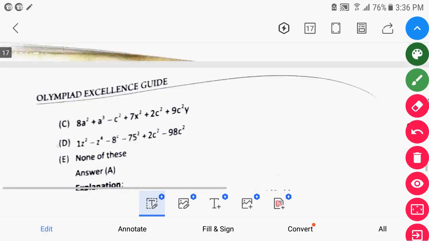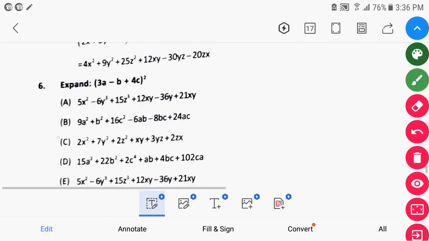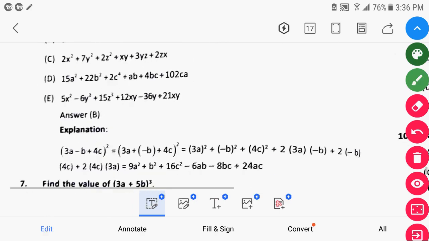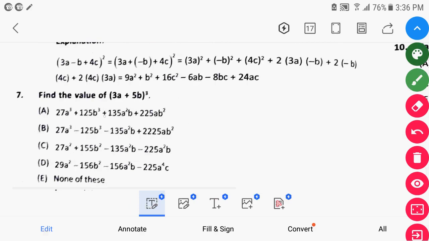Expanded form. Now the next one is again expanded form. The same formula you have to use, and the answer is (a + b + c) squared, which is a square plus b square plus c square plus 2ab, 2bc and 2ca.